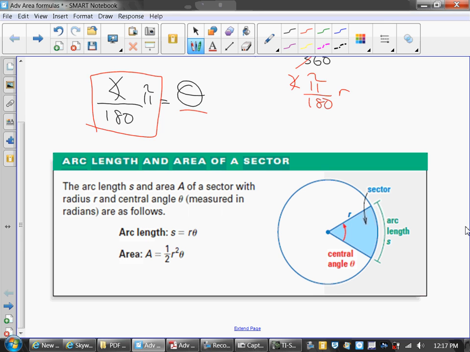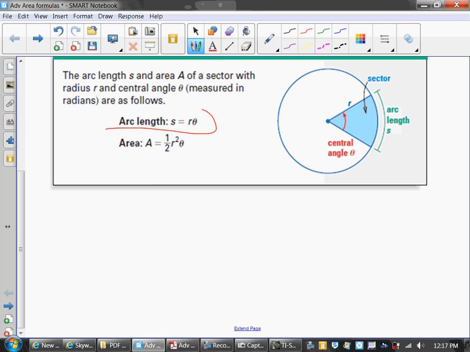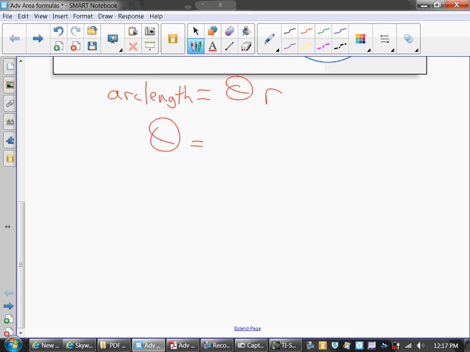Arc length now in advanced algebra is now equal to theta times the radius, or r times theta, where theta is the angle over 180 times pi. It's just your central angle converted into radians. This is all done in radians, guys.